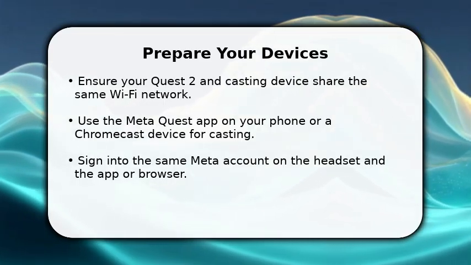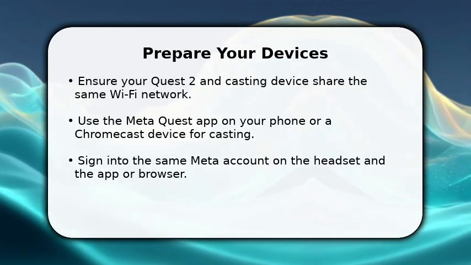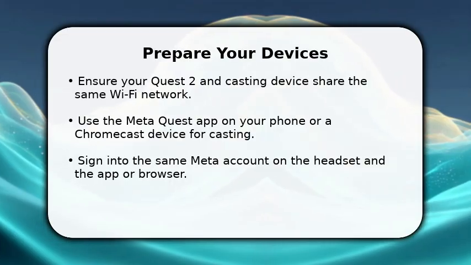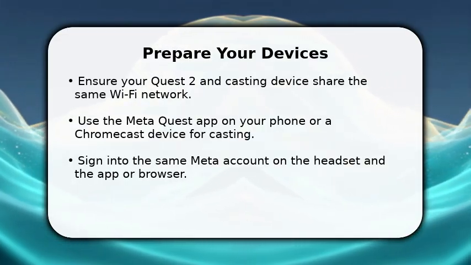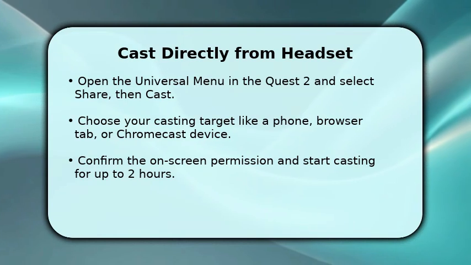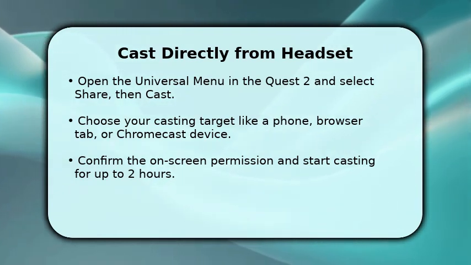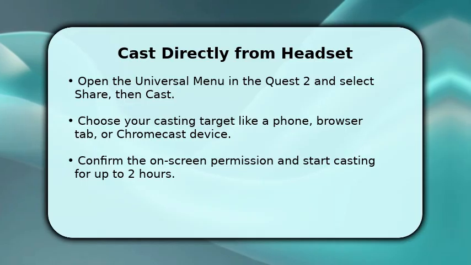Install and open the Meta Quest app on your phone or prepare a Chromecast device for TV casting. Confirm the casting target appears in the app or the browser cast menu before you put on the Quest 2 headset and open the universal menu by pressing the Oculus button. Select Share, then choose Cast from the options displayed on the main panel.